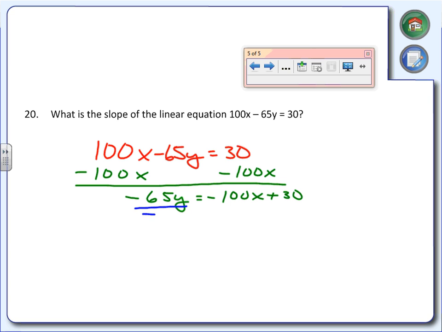Now I'm going to go ahead and divide everything by negative 65. That cancels. We got y equals negative 100 divided by negative 65, that can be reduced. And if you use your math button to reduce that, you should get a positive 20 over 13. Same thing over there on the other fraction. 30 divided by negative 65 can also be reduced. That turns out to be a negative 6 over 13.